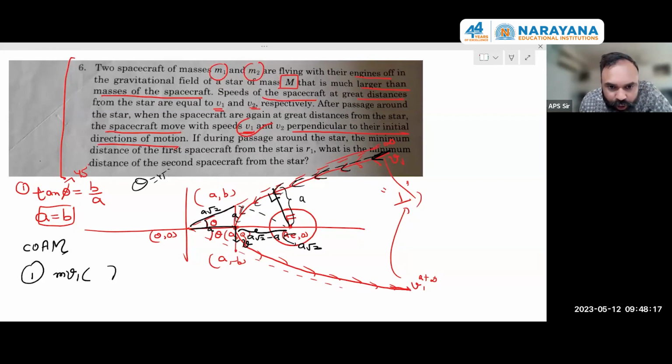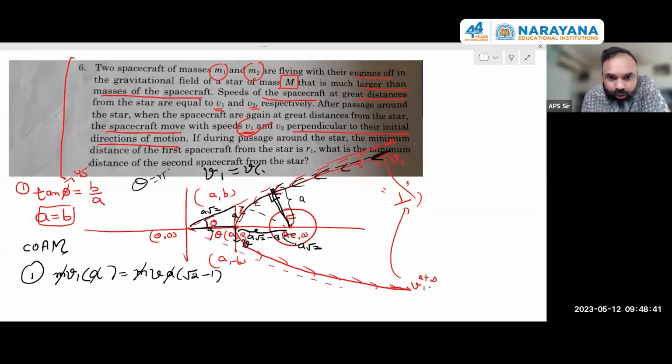It is like A root 2 sine 45. So mv1 into A, this distance. And when you come here, you pass from this point. This is small m into V into this distance, which is A into root 2 minus 1. So basically, I'm getting A cancel. What I'm getting is V1, if I write here, is V into root 2 minus 1.